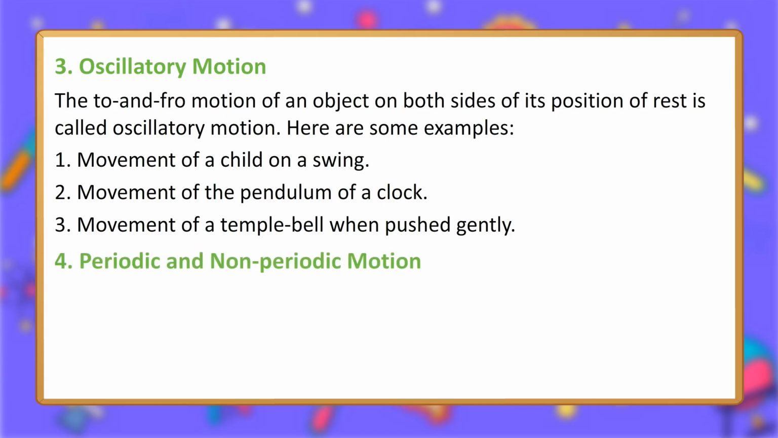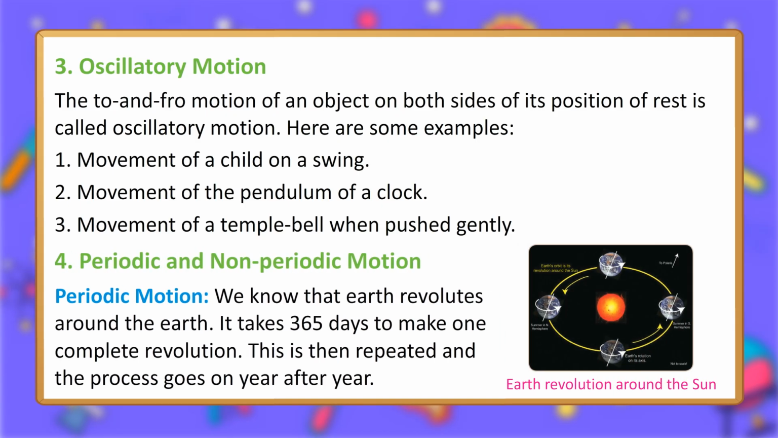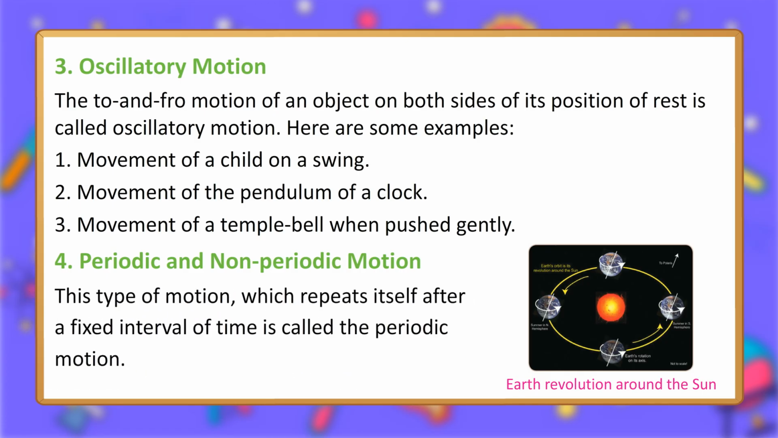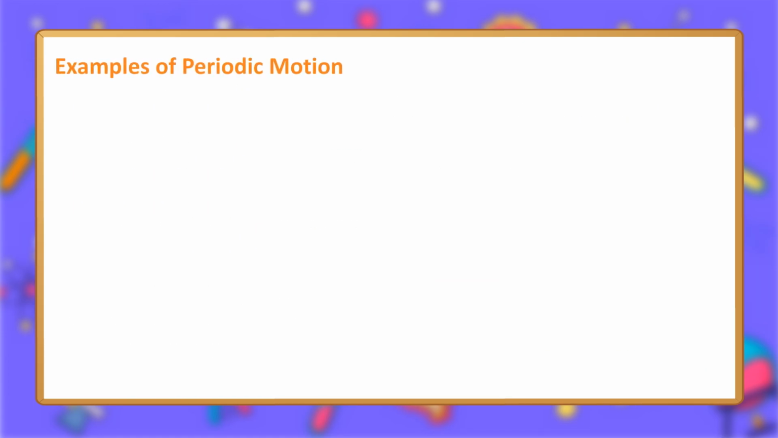4. Periodic and non-periodic motion. Periodic motion. We know that the Earth revolves around the Sun. It takes 365 days to make one complete revolution. This is then repeated and the process goes on year after year. This type of motion, which repeats itself after a fixed interval of time, is called periodic motion. Earth's revolution around the Sun.